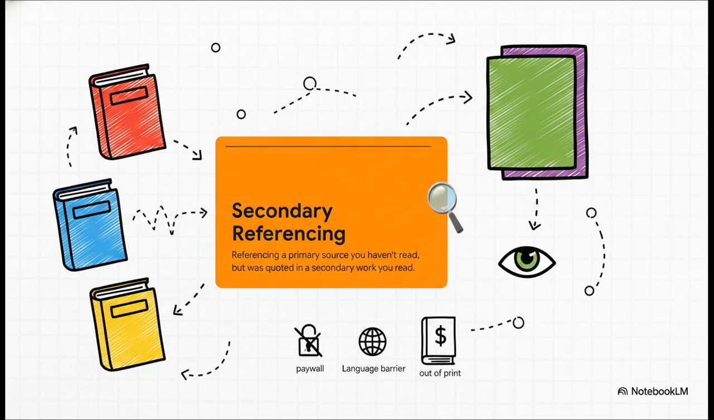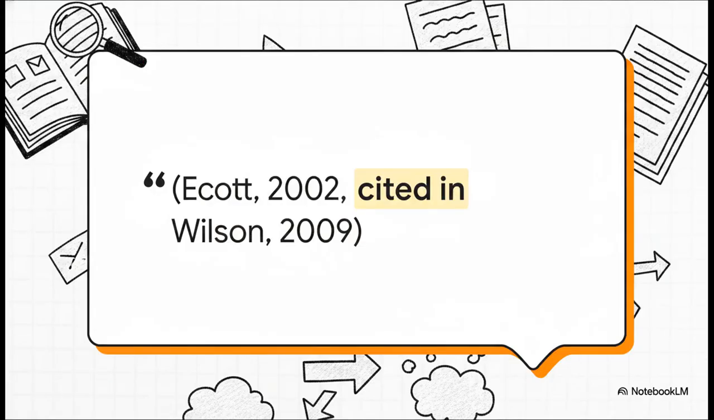Now, full disclosure, best practice is always to track down that original primary source yourself. But realistically, sometimes it's out of print, locked behind an expensive paywall, or in a language you don't speak. That's exactly when secondary referencing comes to the rescue. You just need to use the exact phrasing required to be totally transparent with your reader.